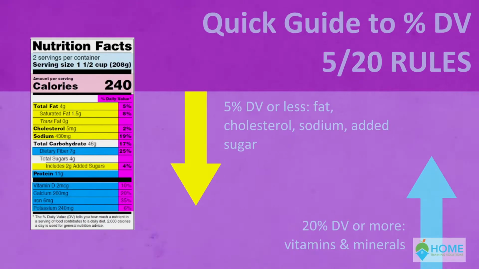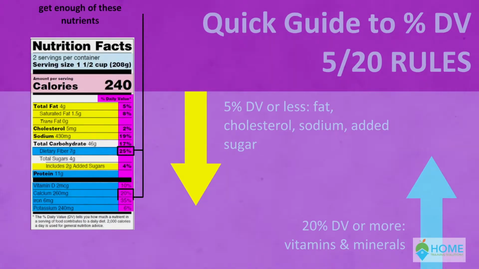So when comparing products, look for the one that has higher than 20% daily value. Notice that the nutrition facts label will not only help limit the intake of fat, cholesterol, sodium, and added sugar, but it will also help increase the intake of vitamins and minerals.